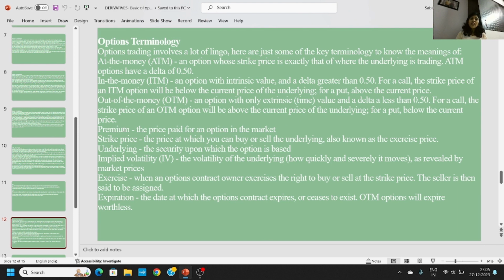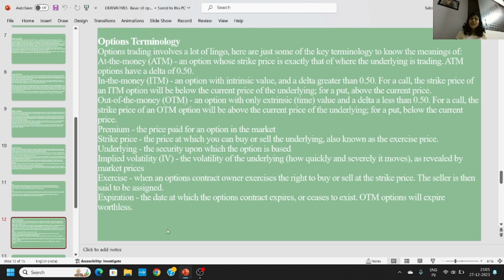Premium is the price paid for an option in the market. That is your premium, how much you paid for that particular option. Strike price is the price at which you buy or sell the underlying, also known as the exercise price. And underlying means the security upon which the option is based. Implied volatility, IV, is the volatility of the underlying, how quickly it moves, as revealed by the market price.